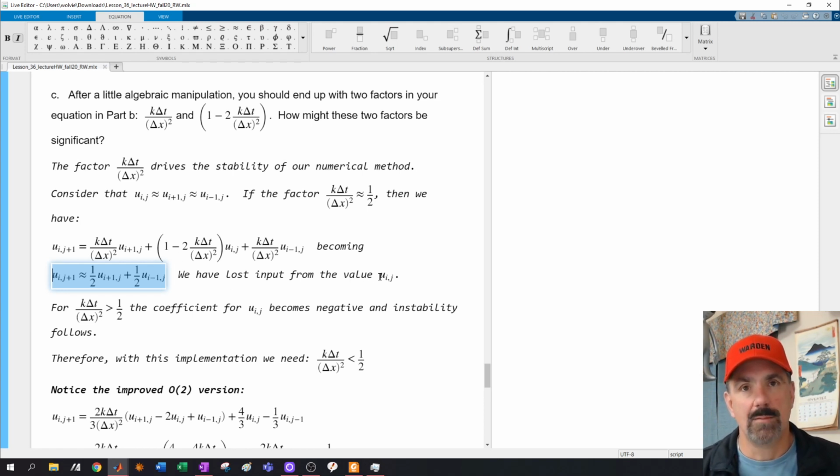Anytime that I lose that input from the previous value, then I start to have some serious stability concerns. And it turns out for this particular implementation of the finite differences for the heat equation, if this factor is greater than 1/2, we lose stability. We will not be able to do the calculation. So regardless of accuracy, no matter how small we pick delta x and delta t, this is not a question of accuracy. We could pick delta x and delta t to be 10 to the minus 10, 10 to the minus 12. If this relationship exceeds 1/2, the calculation will blow up. It is unstable.